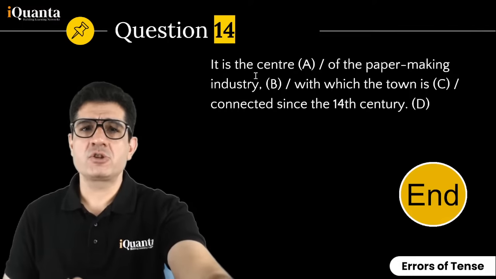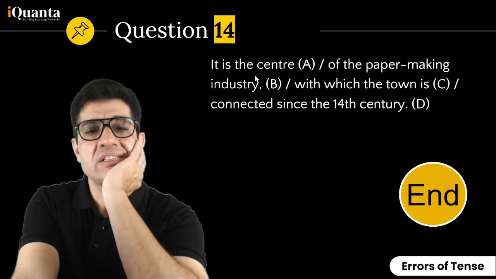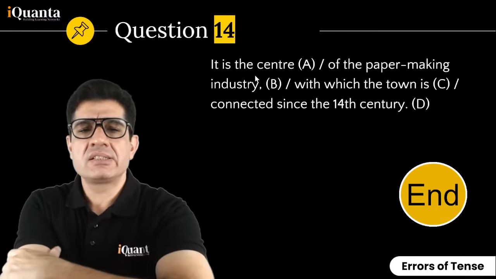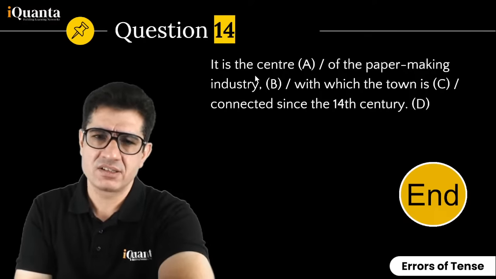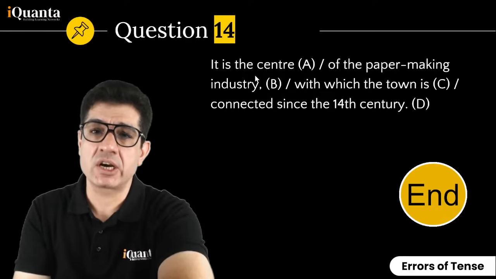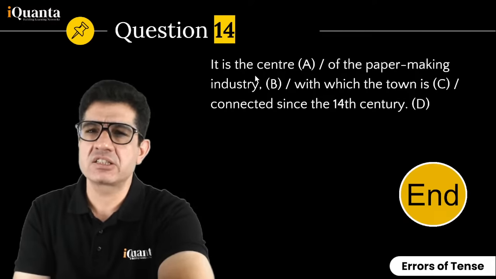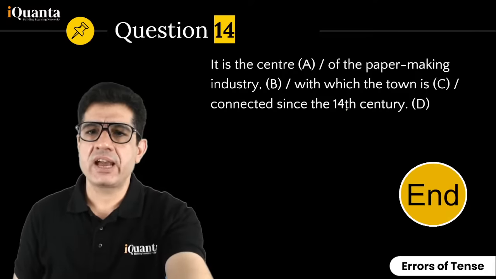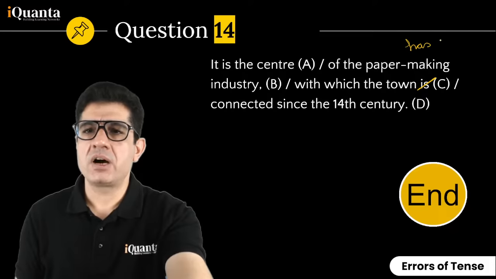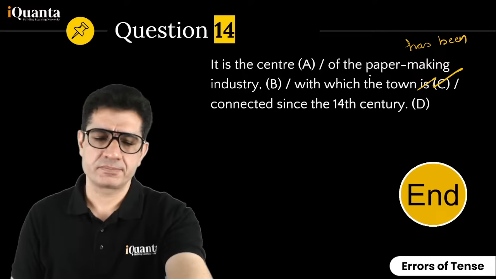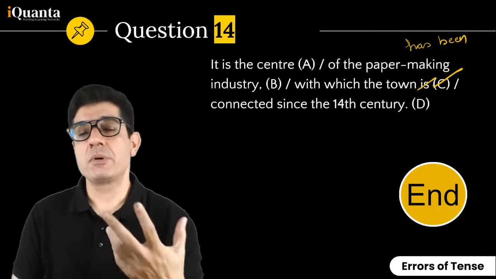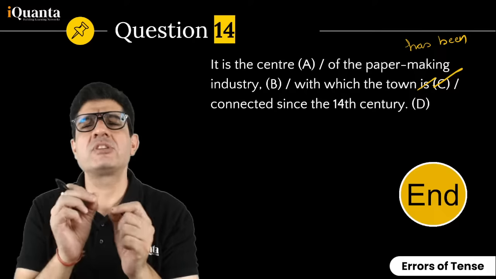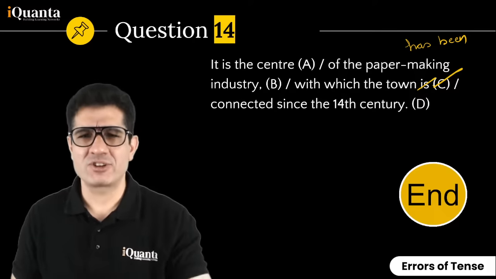All right, so in this particular case, you notice your sentence uses since the 14th century. This since basically tells you that it should be a sentence written using perfect continuous tense. Whereas in this particular case, it does not. So it should be with which the town has been connected since the 14th century. And that is why we will mark C as our error. Okay, so it is the center of the paper making industry with which the town is connected. So here which refers to paper making or paper making industry.